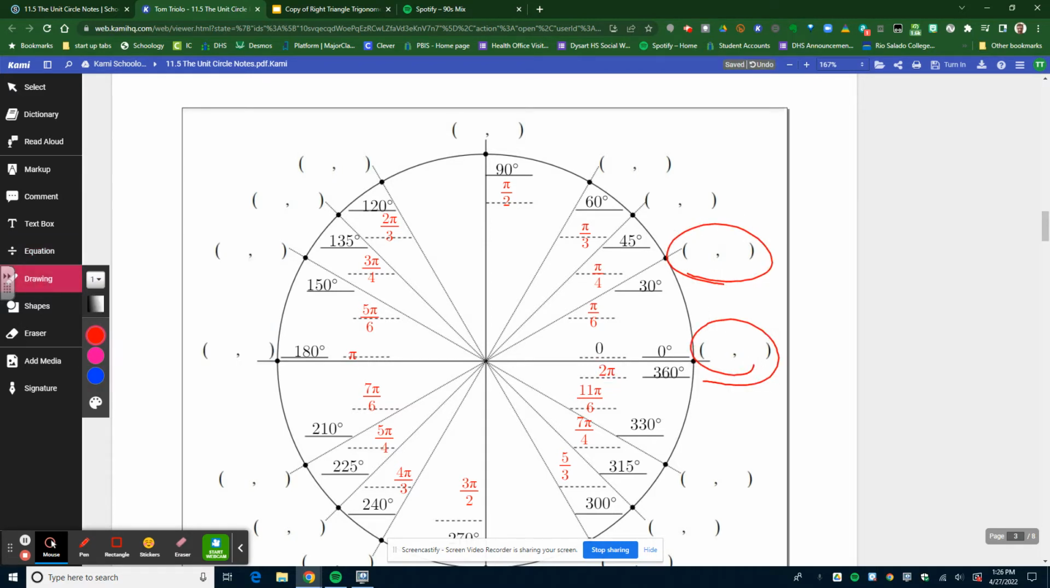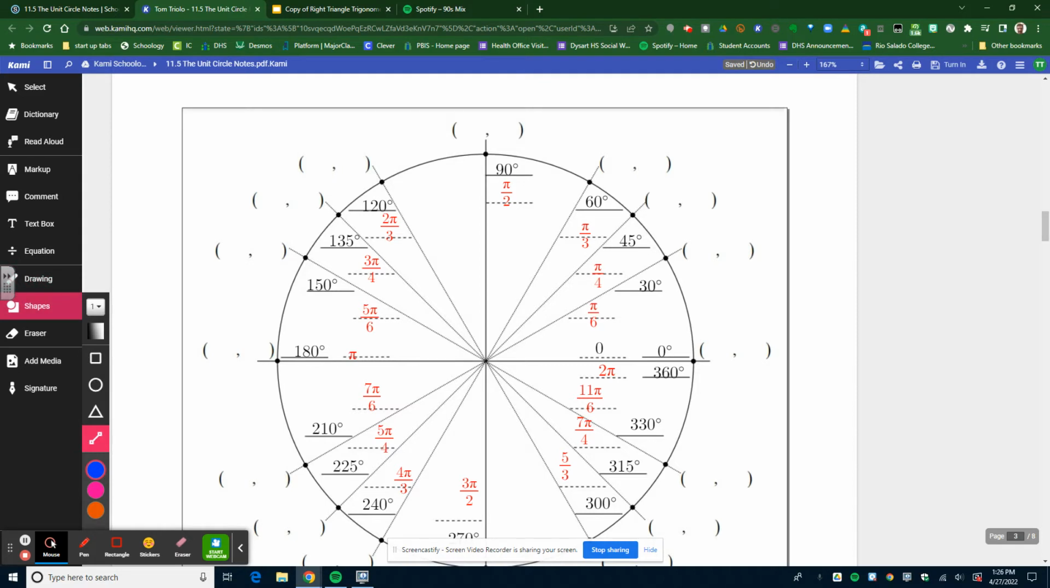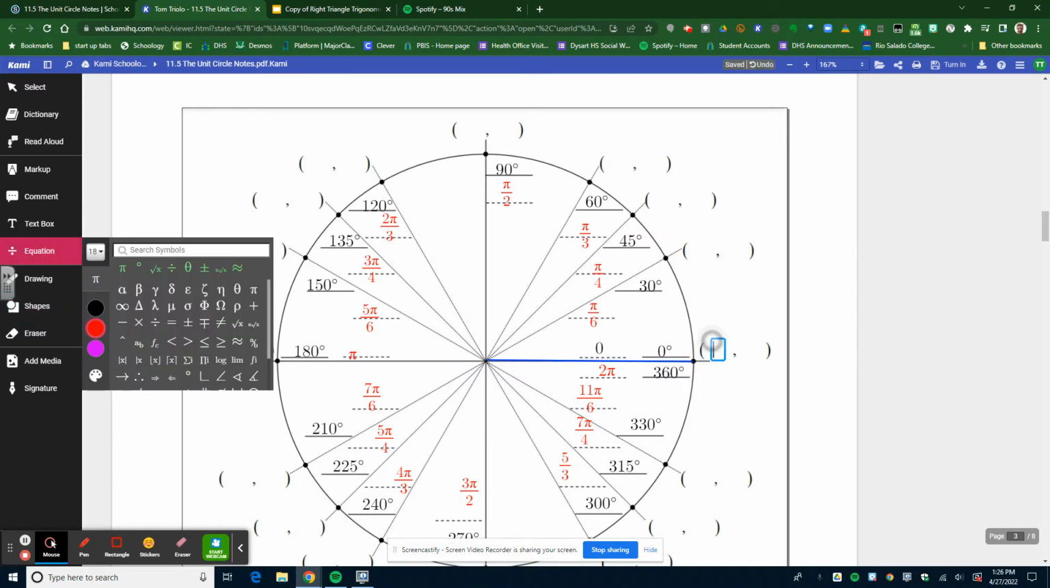Now remember, this is a unit circle. So a couple things to remember. On a unit circle, my radius is 1. So the distance from here to here is 1 horizontally. So that's 1, but I'm not going up. So what's the other one going to be? 0. Okay. So it's 1, 0.